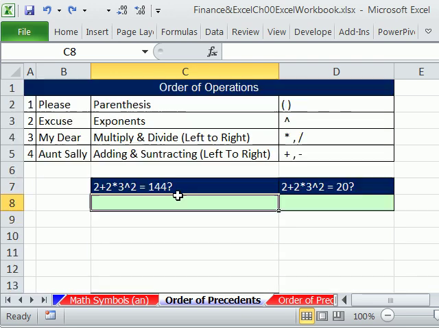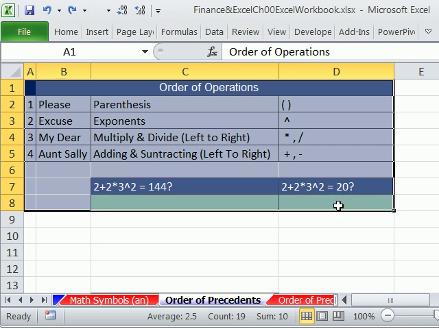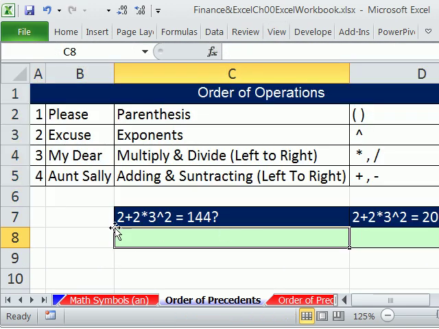All right, so let's ask this question. Is 2 plus 2 times 3 raised to the second power equal to 144? Or is 2 plus 2 times 3 raised to the second power equal to 20? Which is it? If we didn't have these order of operations, people all over the planet Earth would be getting different answers, right? All right, I'm going to just take a wild guess here. I'm going to say that it's 144.